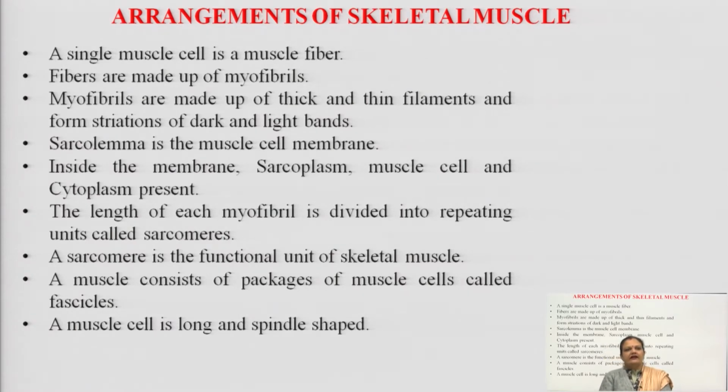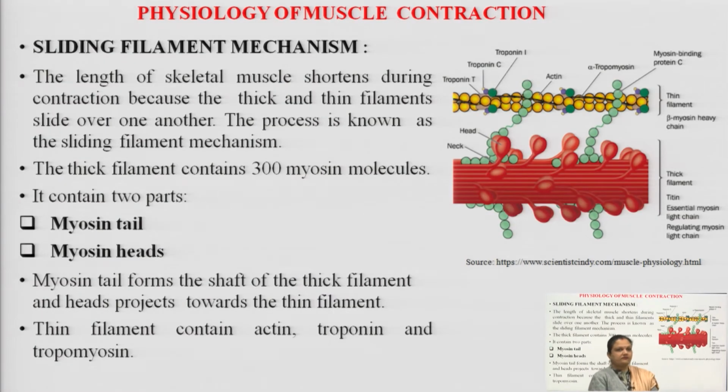Muscles consist of many packages of muscle cells known as fascicles. The skeletal muscles have layers, or we can say bundles, of muscular cells, which are fascicles. A muscle cell is long and spindle in shape.